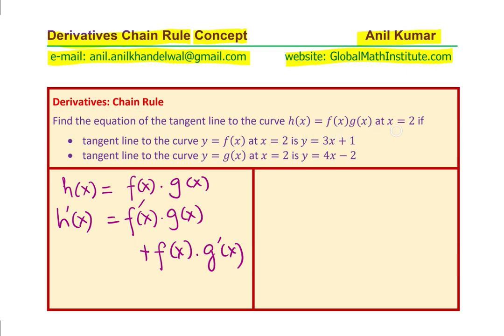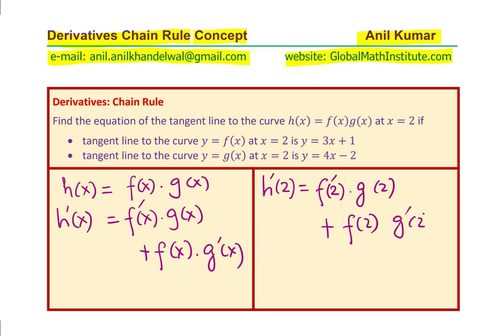Since we need to figure this out for x equals 2, what will you do? Well, clearly, you can substitute 2 for x, and what you get here is f prime x, x replaced by 2, right? So f prime 2 times g of 2 plus f of 2 times g prime 2, correct? You are actually given all these values, right? Can you figure out these values from the given conditions?